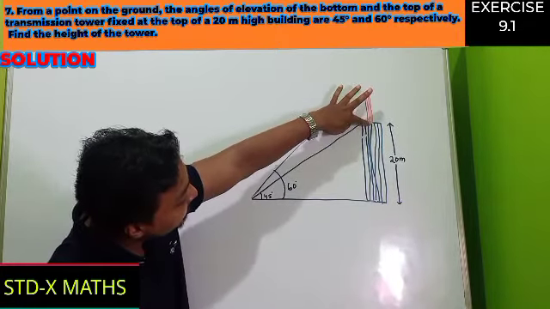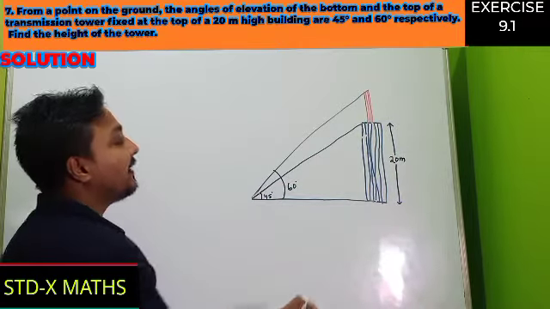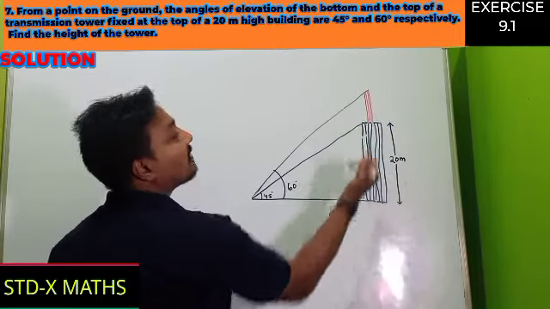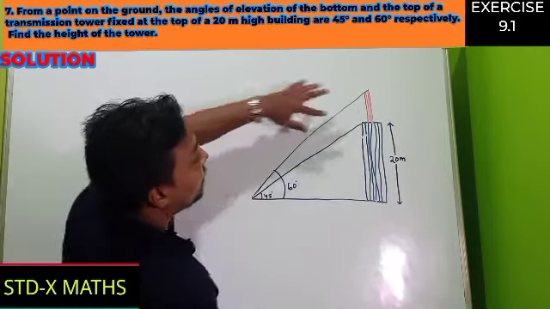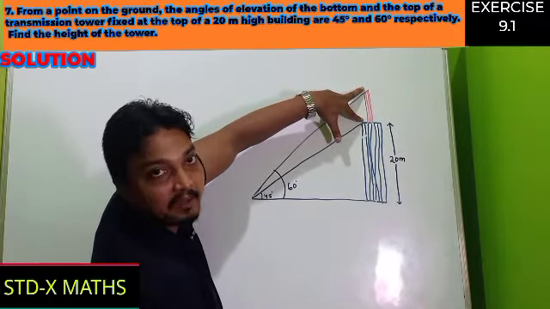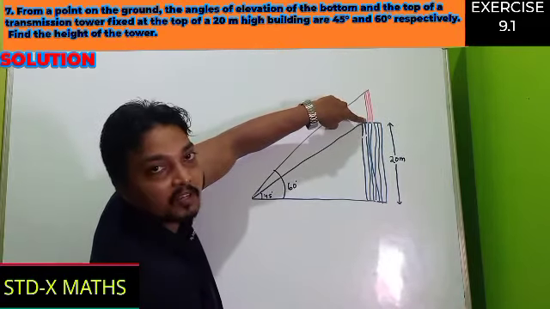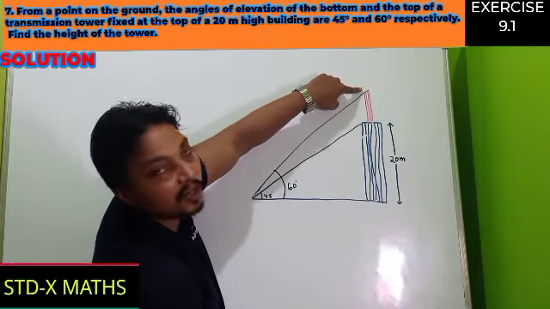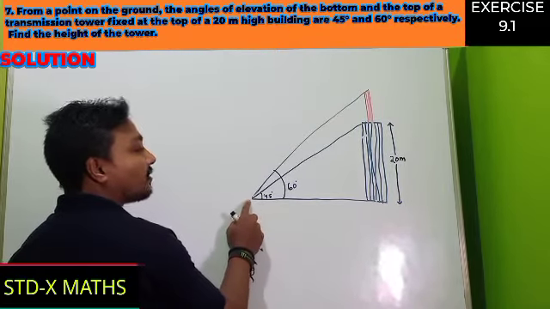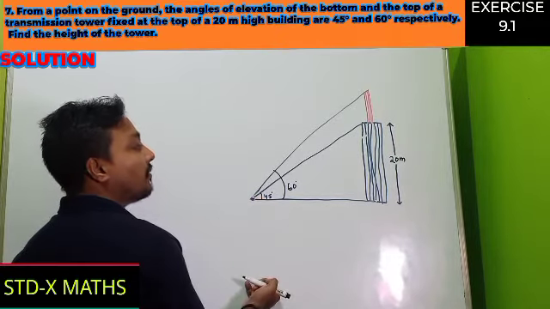From here to here is the building, and on the building a tower is kept. The red marked tower is fixed here, this is the bottom of the tower, and this is the top of the tower. And here is a point on the ground.